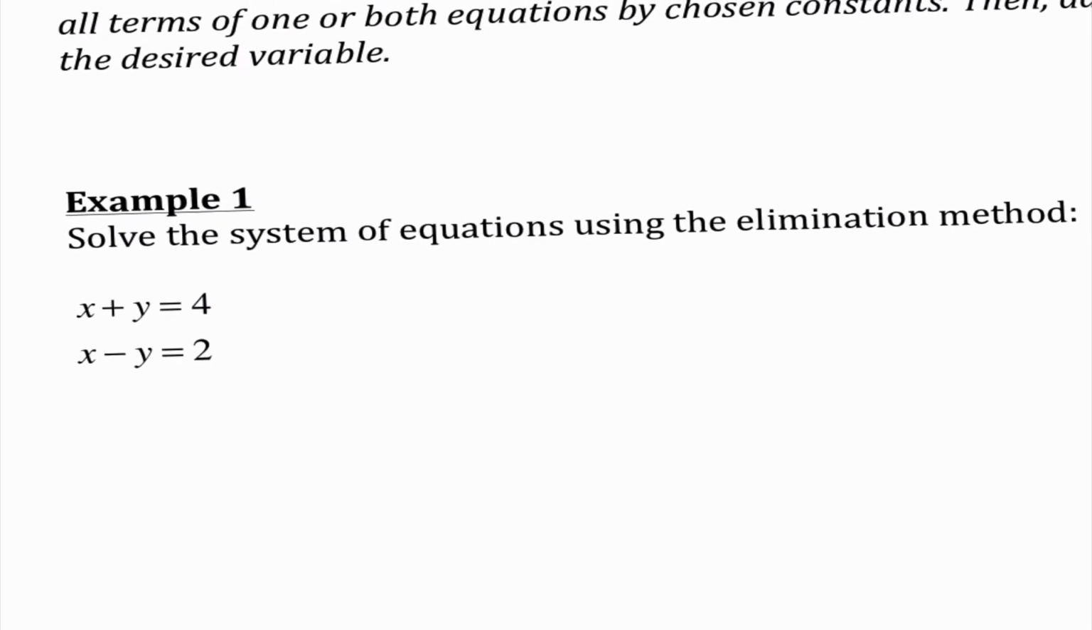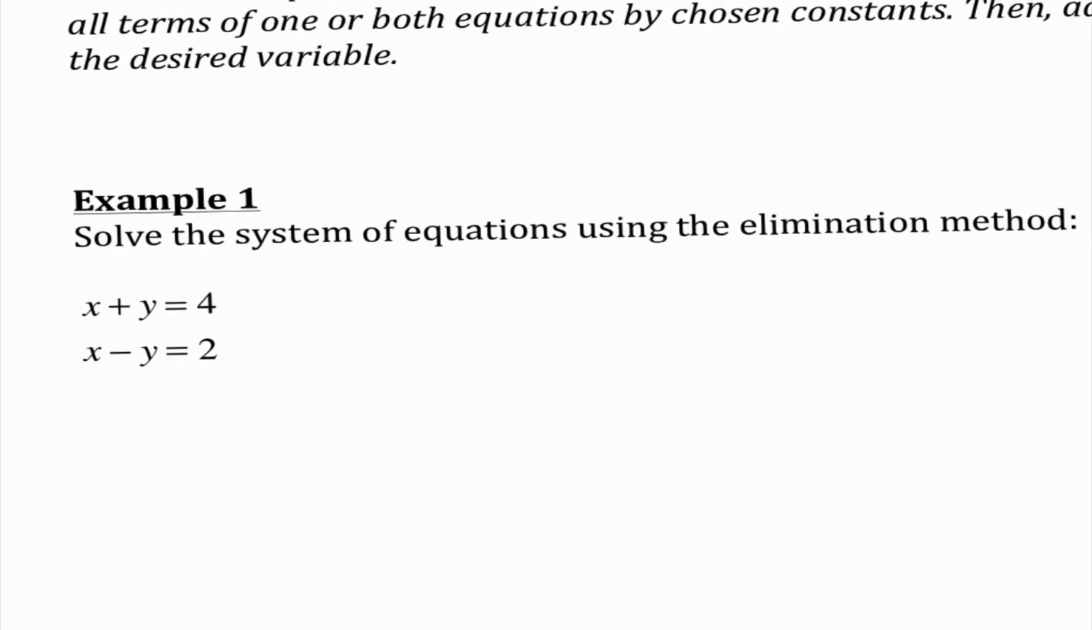So here we go, number 1. First thing we need to determine is should we cancel out the x's or the y's. In this case, I'm going to choose the y's because I see that their coefficients are already opposites. So I'm going to go ahead and add these together. x plus x is 2x. y plus negative y cancels out, and 4 plus 2 is 6. So when I divide both sides by 2, I get x equals 3.